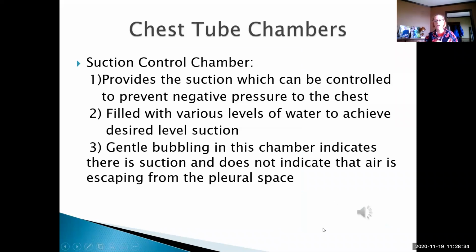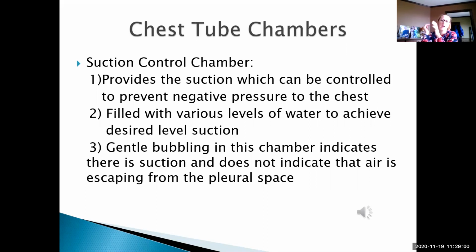All right, so I already talked about this, but the suction control chamber helps provide that suction, which can be controlled, and prevents excessive negative pressure to the chest. It's filled with various levels of water to achieve the desired level of suction. And there should be gentle bubbling in that chamber if it's a wet suction. That does not indicate there's an air leak. We're going to look at our actual water seal chamber to look for our air leak.